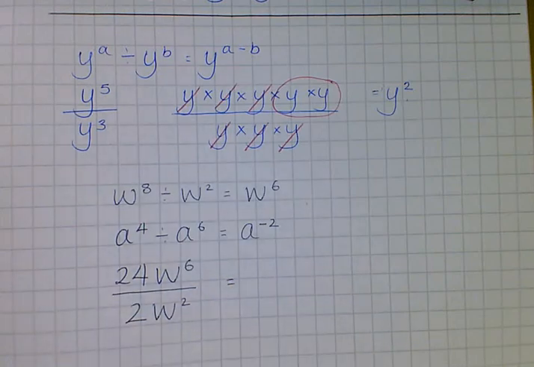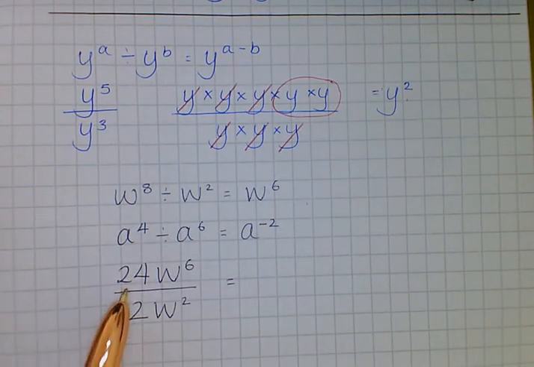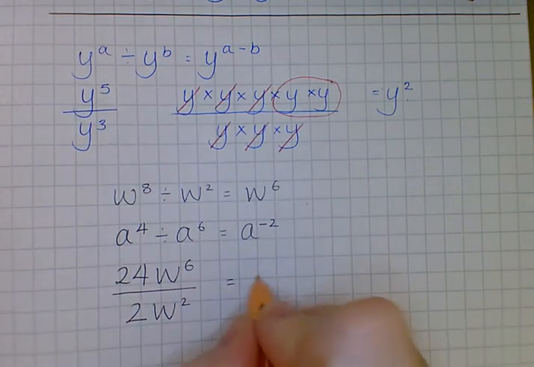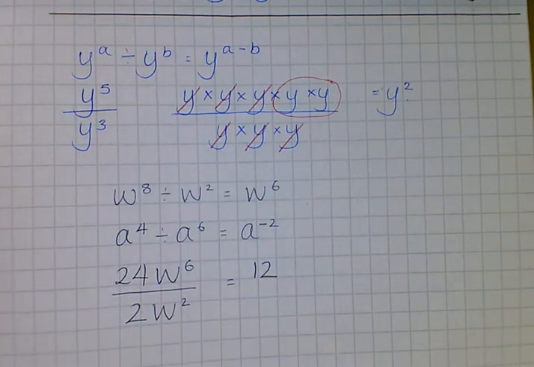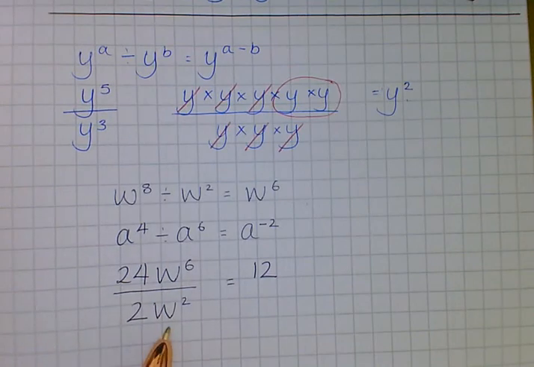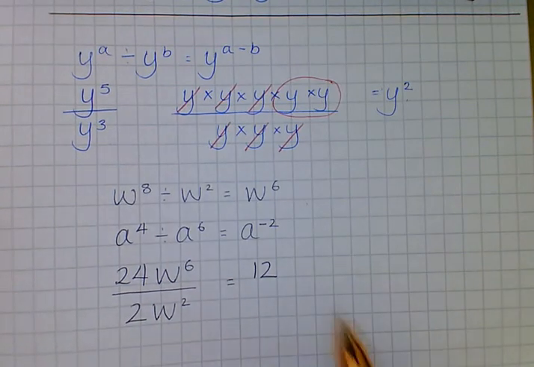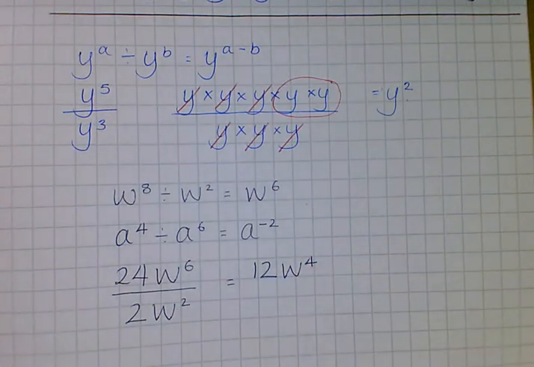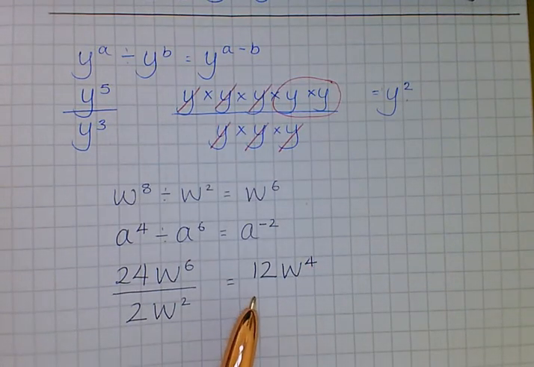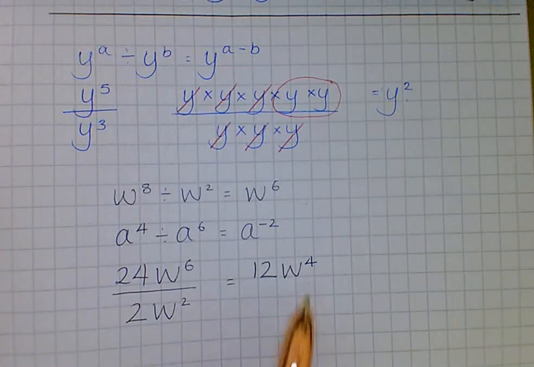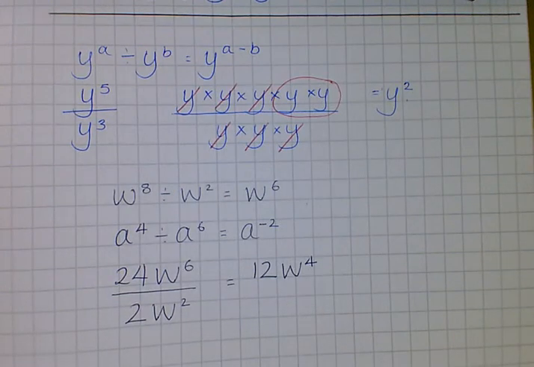So as with the multiplication, where we've got numbers in front of the letters, we're still just going to do this division. So 24 divided by 2 is going to give me 12. And then I've got w to the power of 6 divided by w to the power of 2. So I'm going to subtract the indices to give me 6 take away 2 to give me w to the power of 4. So my final answer would be 12 multiplied by w to the power of 4. Again, pause the video here if you need to catch up with writing any of these examples down.